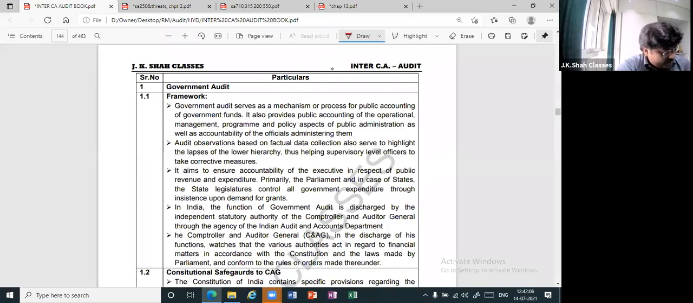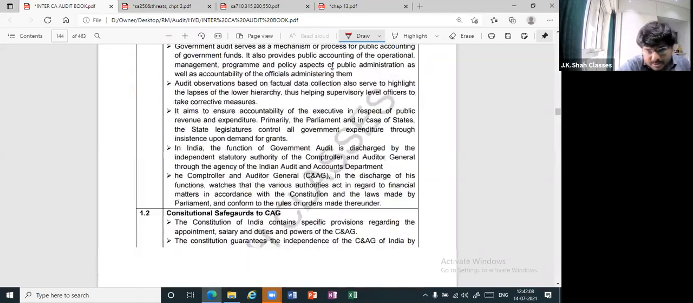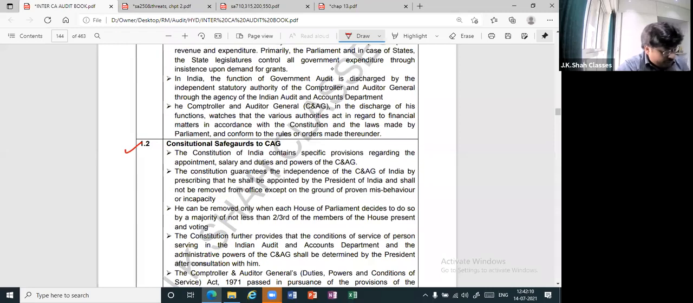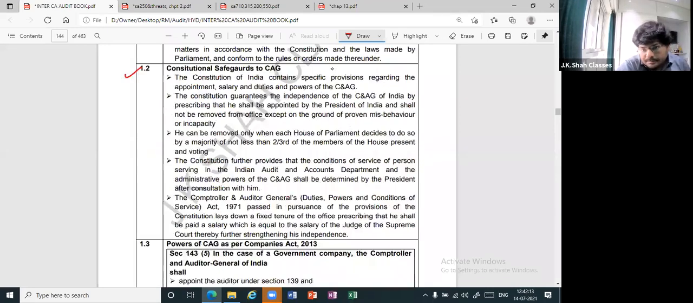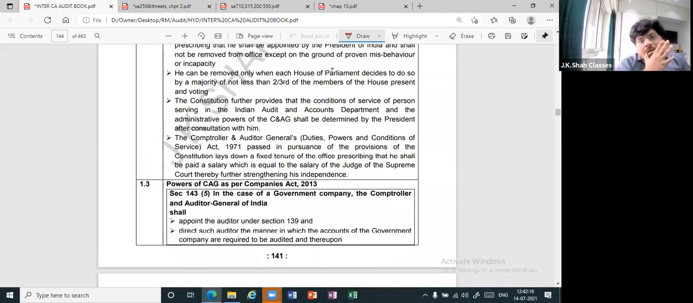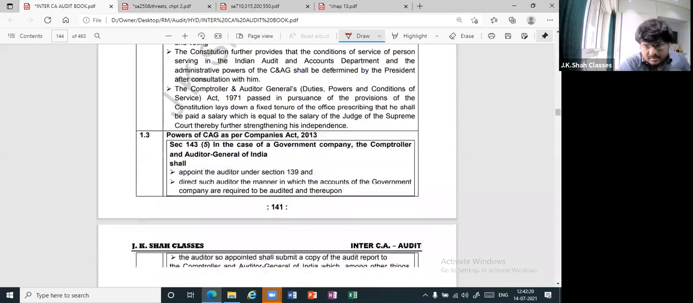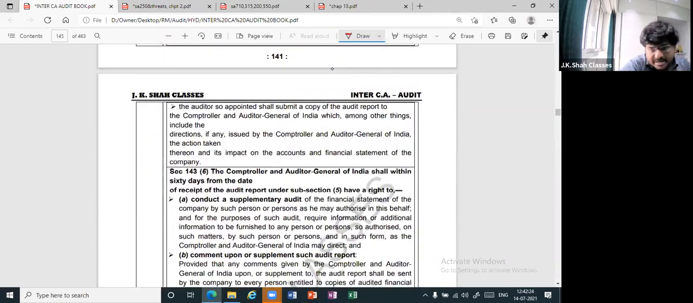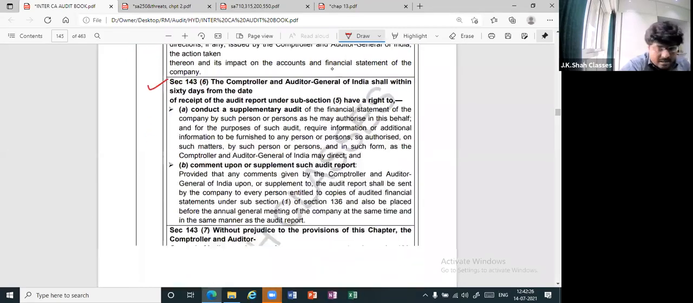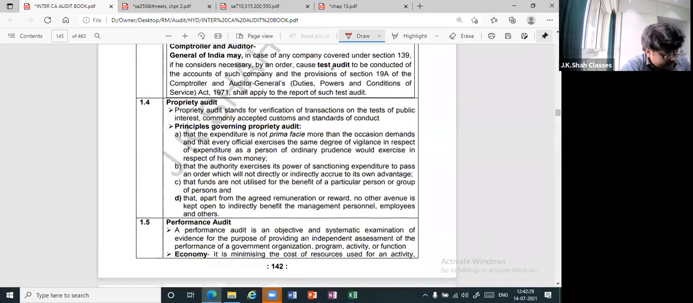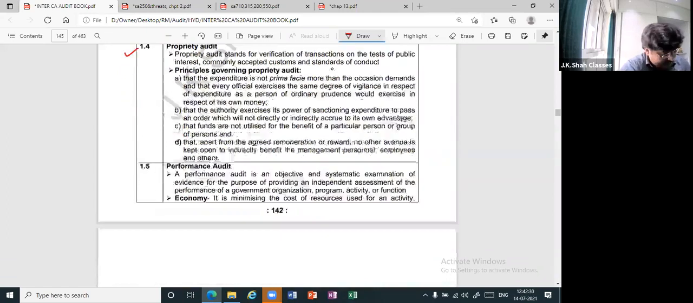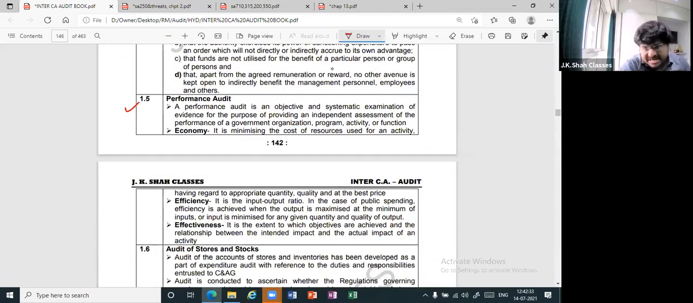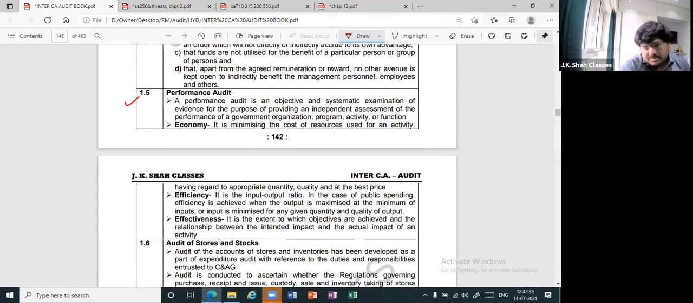Can I say government audit we have already done? Notebooks. Can I say CAG provisions we have done? Appointed by whom? Removal by whom? Correct. Members of the parliament on two bases. Thereafter, can I say powers of the CAG? Done. Direct supervise, 143.6 also done. Conduct supplementary audit, etc. Can I say propriety audit? Done. Can I say performance audit? Done. Remember, it includes three E's: economy, efficiency, effectiveness. See, same thing. Don't worry.